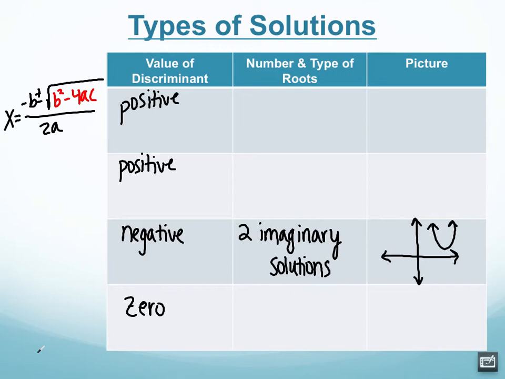If your discriminant is 0, then you're going to have negative b plus or minus the square root of 0 all over 2a. Negative b plus 0, negative b minus 0, that's just negative b. So you're going to have 1 rational solution.